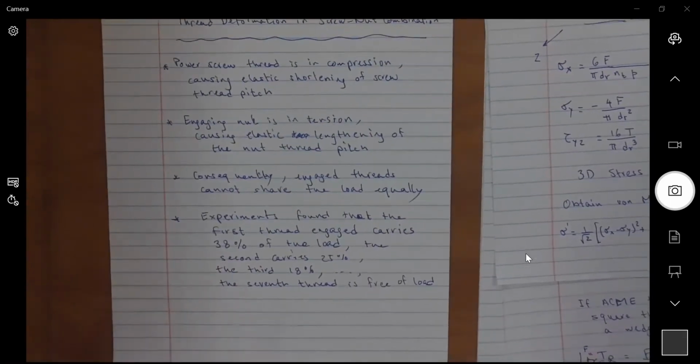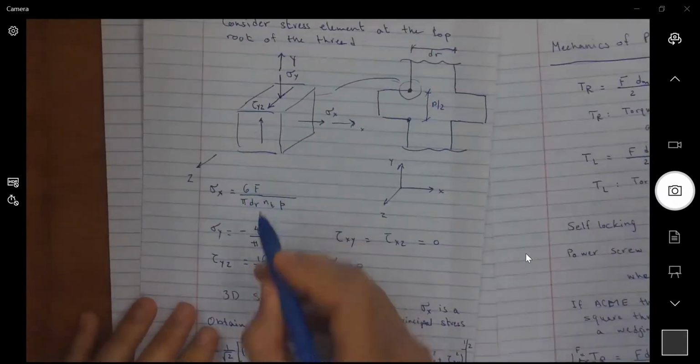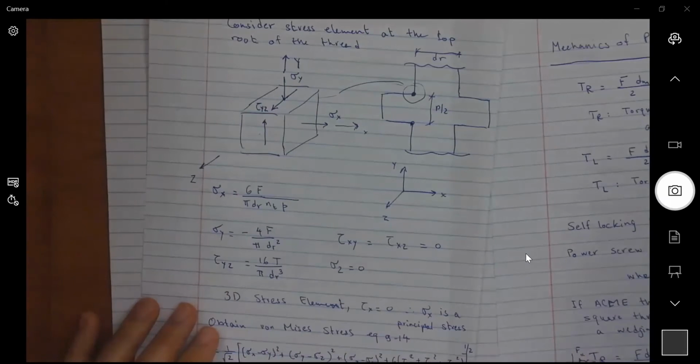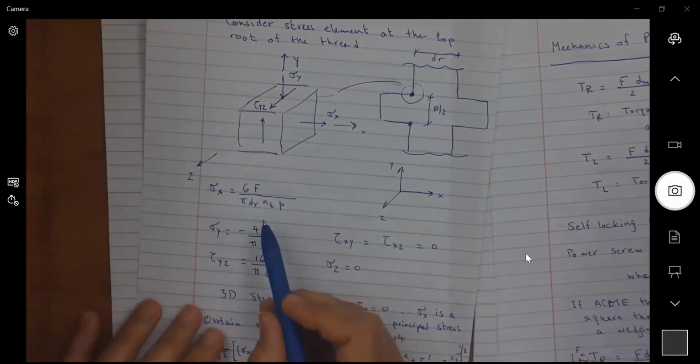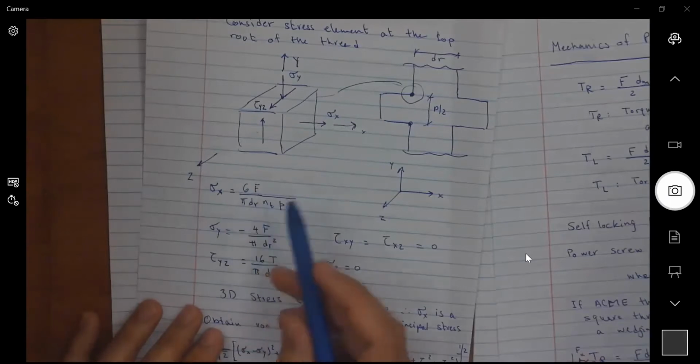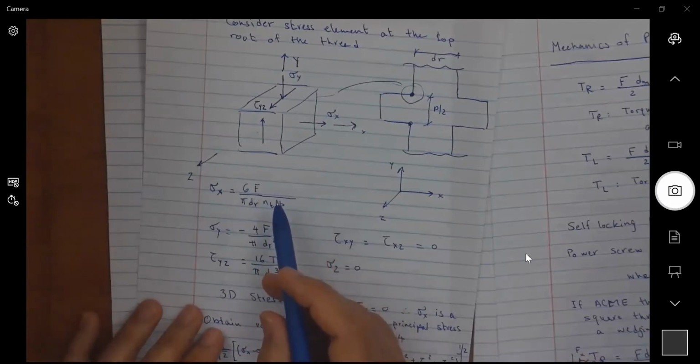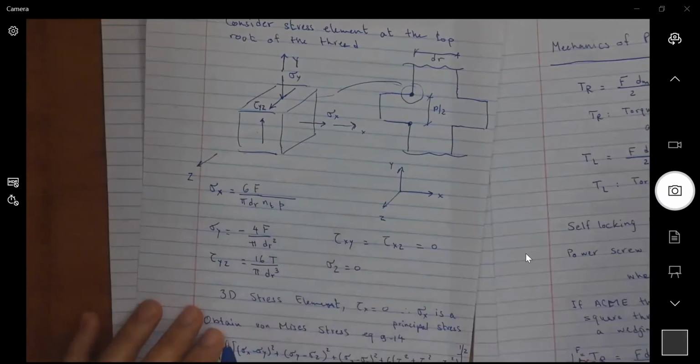So what does that tell us? In our previous equations where I had this NT, it is not right to put the total number of threads because they do not share the load equally. But if I'm looking for the most critical stress, then I should be looking at the first thread engaged, which is handling or carrying 38% of the load.